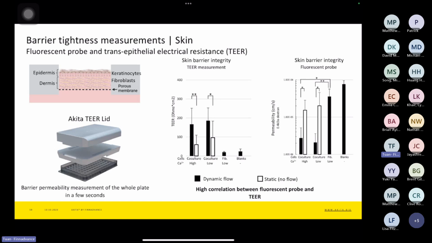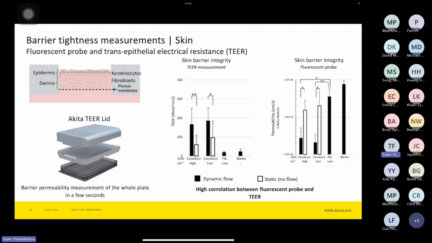And so we have the last model, which is the skin model, where we have the same setup with the porous membrane, fibroblasts, and keratinocytes. With that we have the TEER measurement to scan through the whole plate at once within 1 minute. And we can also do long-term measurement of TEER for that, and we correlate that with the fluorescent probe using the permeability assay.